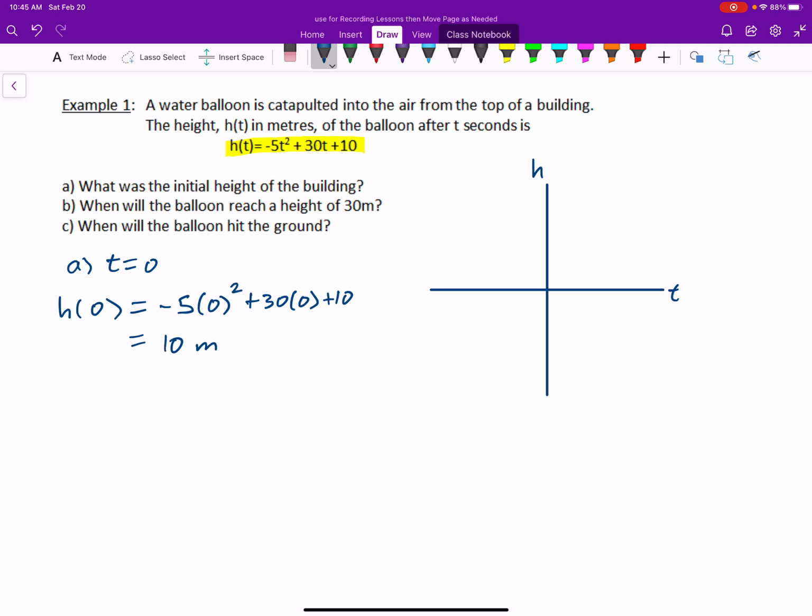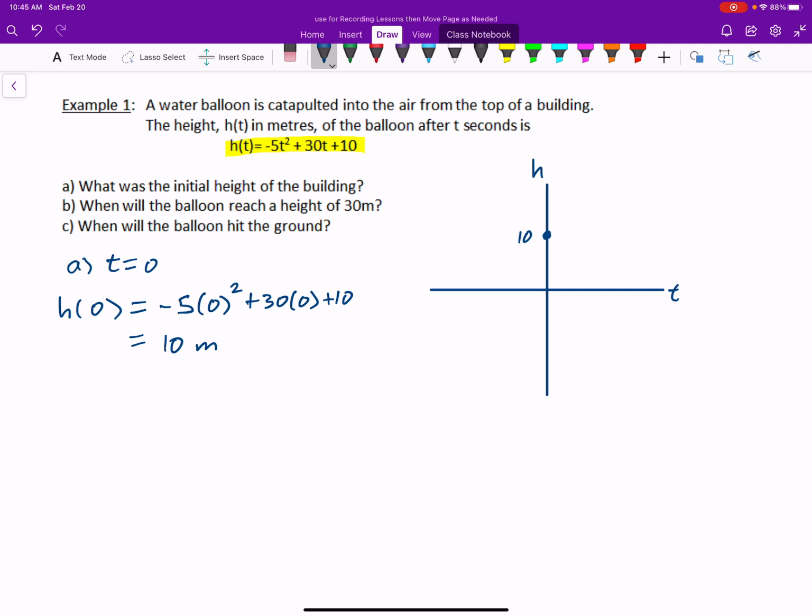So in terms of this question, I don't have a scale on this, but let's pretend that this is 10 here. I'll choose that to be a height of 10. So that's my y-intercept, or my h-intercept in this case. So that's my starting point.